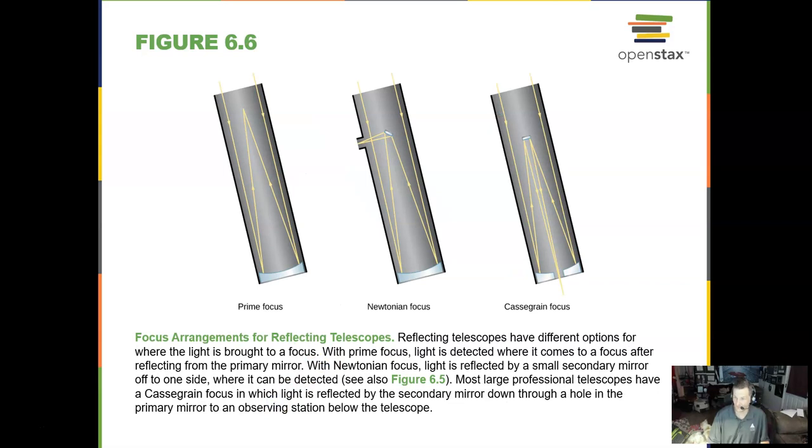You can have different areas of focus in a reflecting telescope. You can have it coming out the aperture, the eyepiece, or a focus within the mirror itself.